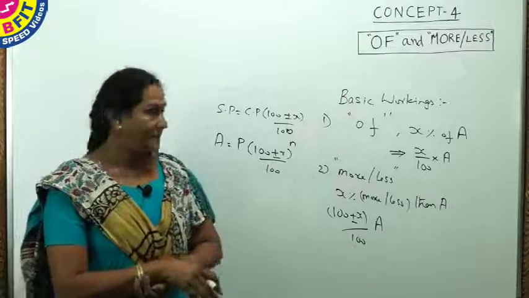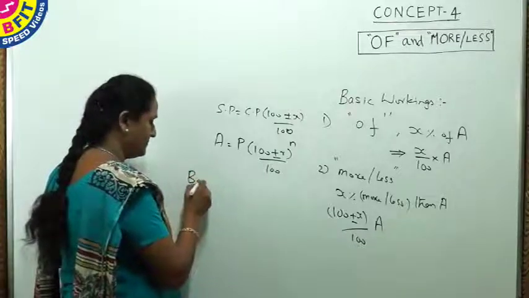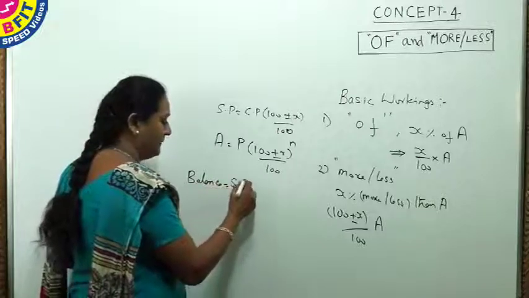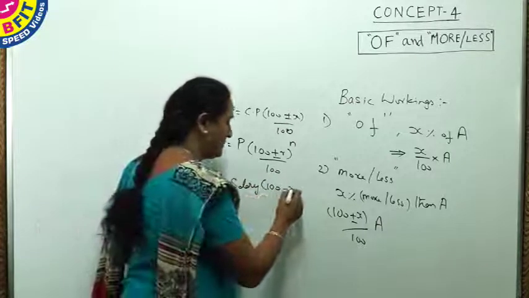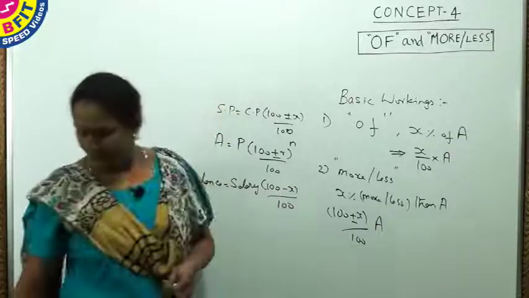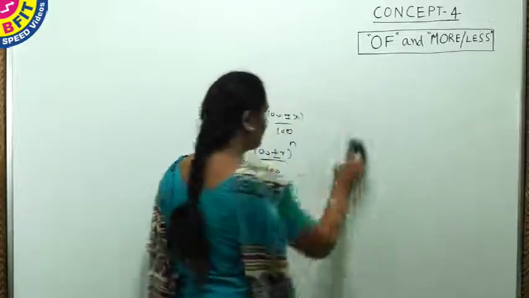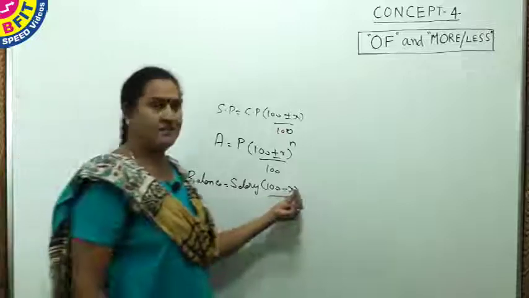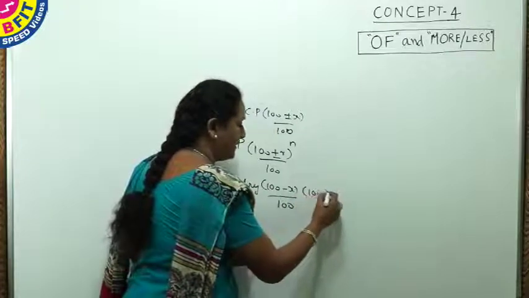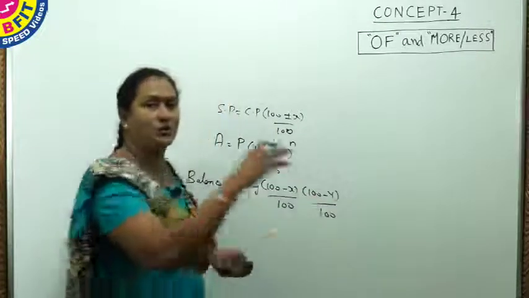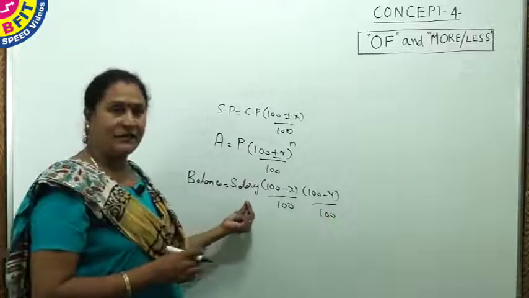And one more important example which they ask questions on is the salary and balance question. The balance is got by salary into whatever factor they spend, 100 minus X by 100. If suppose a person spends X% of his salary, and from the remaining he spends Y%, the second change factor will be 100 minus Y by 100, and so on. If they give the remaining, take the change factors separately, multiply with the salary, and you get the balance.